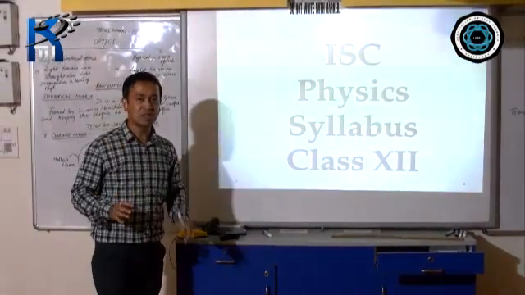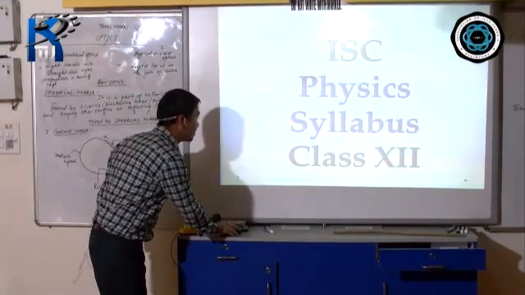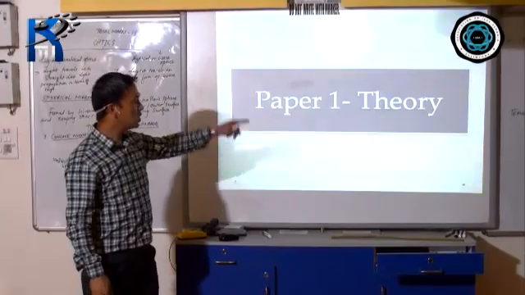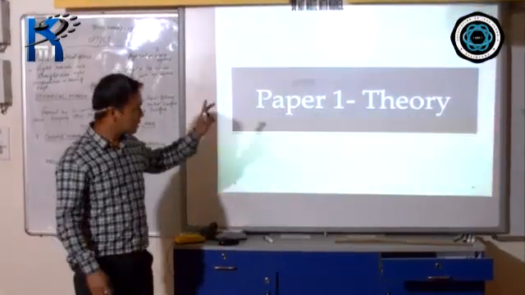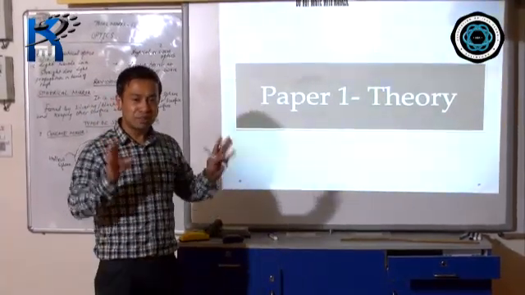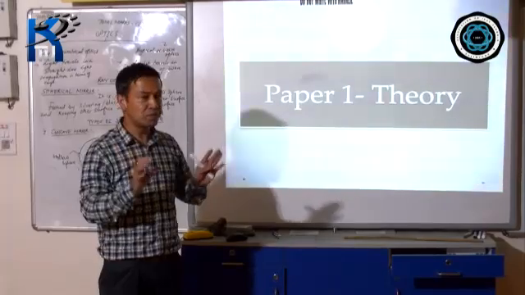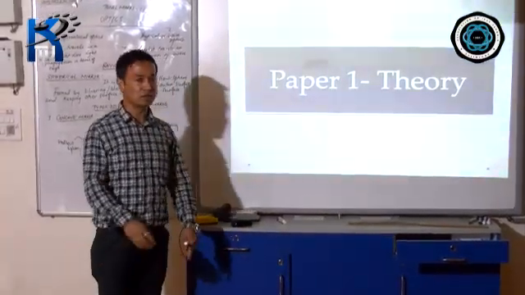Now in physics, there are a total of 2 papers. We have paper 1, and this paper is usually called the theory or written paper. In this paper, you have a total of 70 marks. You have to do this paper in 3 hours. So the time duration for the theory paper is 3 hours.